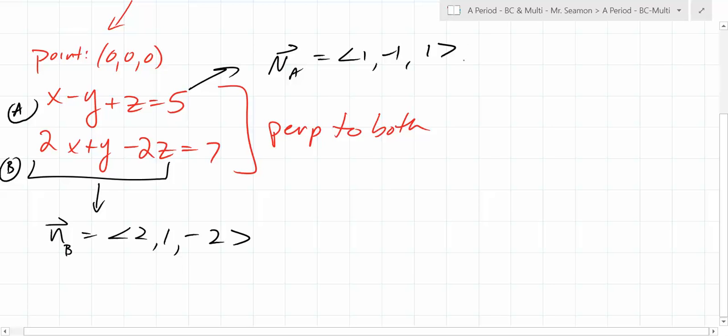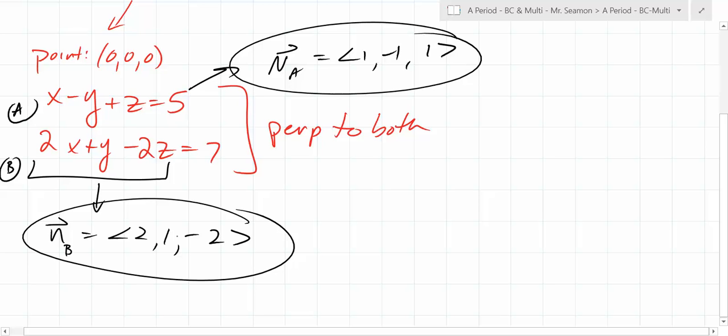This is what we did last class. We crossed these two to find a vector that was parallel to the line of intersection, right? If we were to cross these two right now, we would get a vector that is perpendicular to the normal vectors of both, which is therefore going to be parallel to both planes. So if we wanted a plane that is parallel to both planes and goes through the origin, hold on, let me finish the sentence and then you can go to where we're going next, Matt.